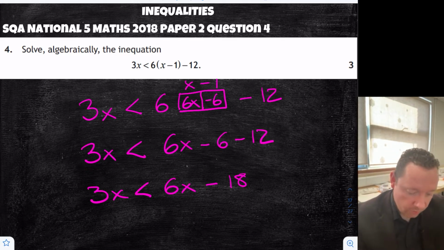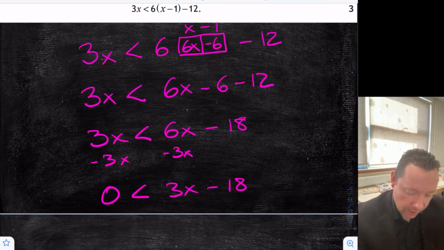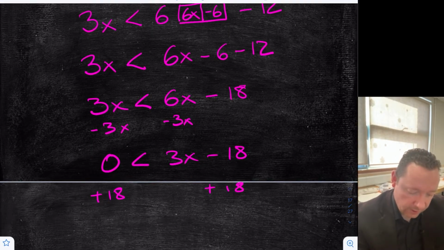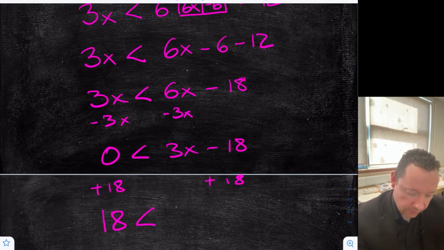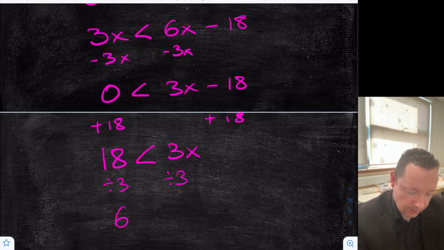So I'm going to move the x's over to this side. So that becomes minus 3x on both sides. And that means I'll just leave it like that for now to get 0 is less than 3x minus 18. So I need to add 18 to both sides to get rid of the 18 from the x's. 18 is less than 3x. Divide through by 3 to get 6 is less than x.